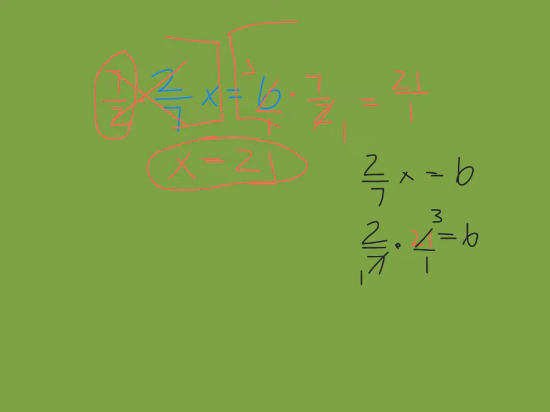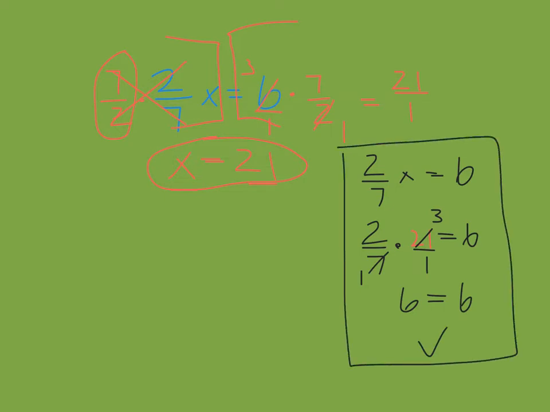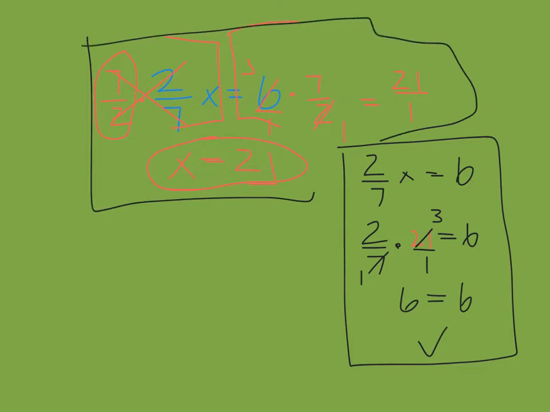Let's get my pointer out here. 2 times 3 gives me 6. I don't do anything over there. This is just my check to make sure 6 equals 6. So this is my work, and this is my work. That's what I would show for a problem like that.